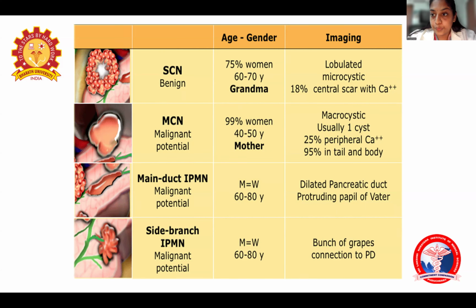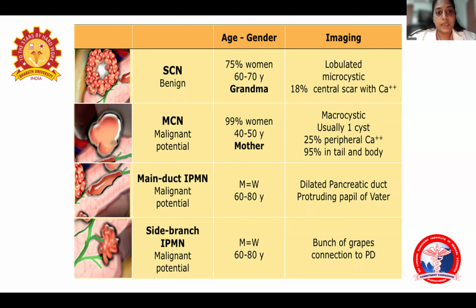This is a beautiful image which tells you about the pancreatic cysts. So, serous cystadenoma, mucinous cystadenoma, main duct IPMN, and side branch IPMN. We are clear with that. So, see how they appear.